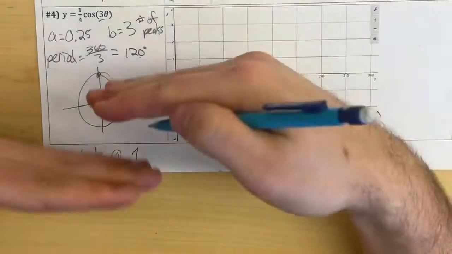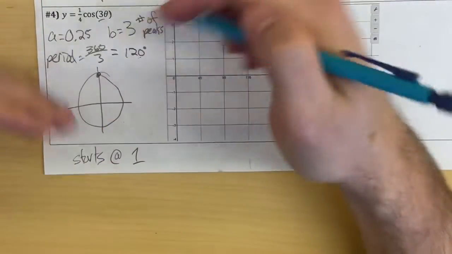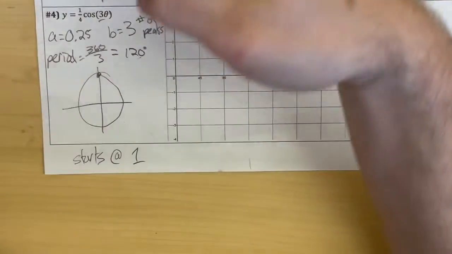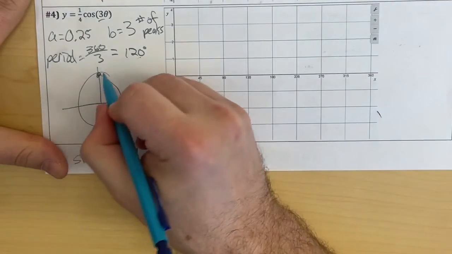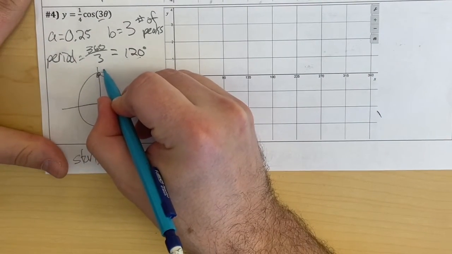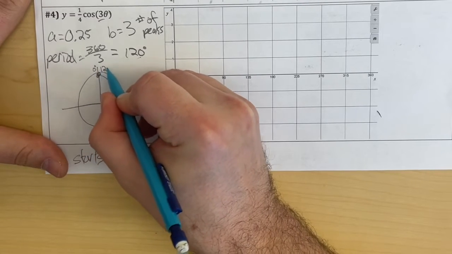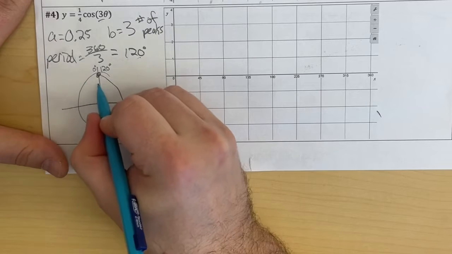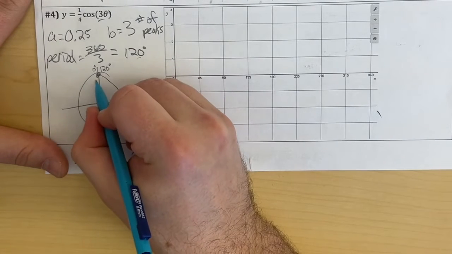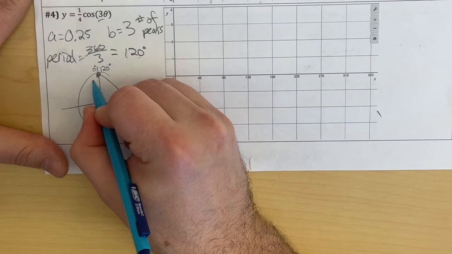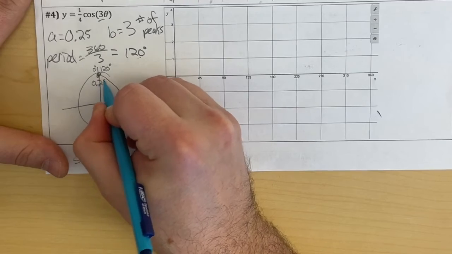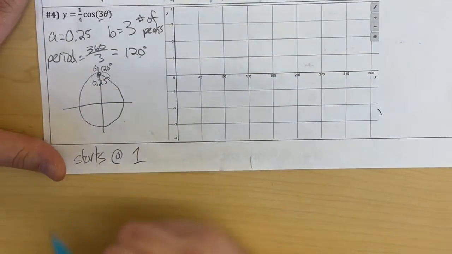This is going to be, like I said, a short function in terms of its height. So I'm going to say it starts at 0 degrees and ends at 120 degrees. The y value that goes along with that is going to be positive 0.25, or you could say 1/4. Either way it works.